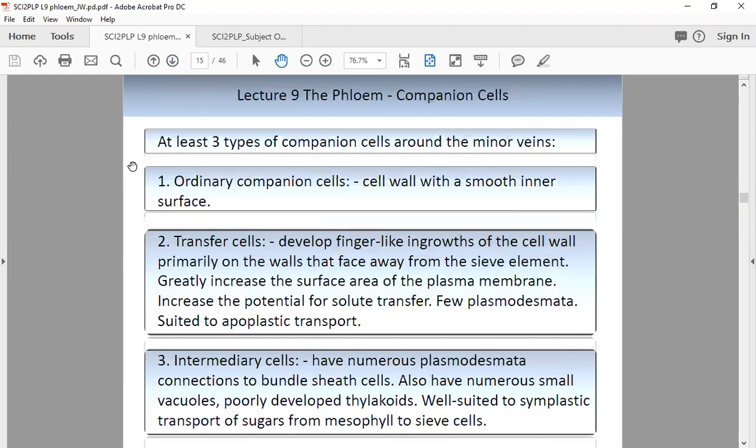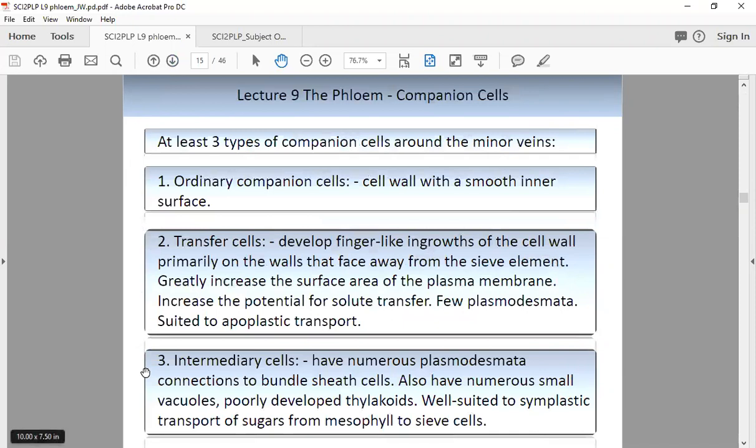The second type are the transfer cells, and these are companion cells that develop these ingrowths of the cell wall, primarily on the walls that face away from the sieve element, and these ingrowths greatly increase the surface area of the plasma membrane, which results in increased potential for solute transfer. Transfer cells have very few plasmodesmata, so they're more suited to apoplastic transport.